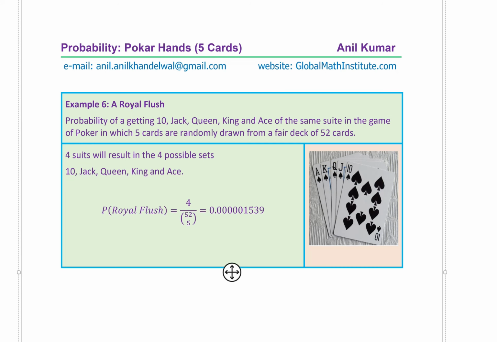Now let's take up the next example, which is called the royal flush. Well, what is a royal flush? We have only four royal flushes. It is ace, king, queen, jack, and 10.